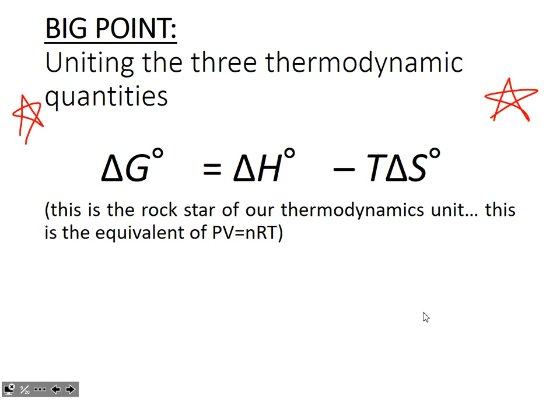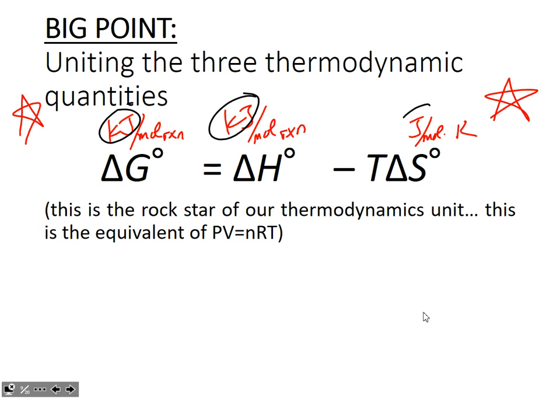Comment though, before we talk about the signs on our three quantities, units on delta G naught, kilojoules per mole reaction. Units on delta H naught, kilojoules per mole reaction. T, I'll come back to in a sec. Units on delta S naught are joules per mole Kelvin. So comment about that right there. We've got kilojoules, and joules. Super common that we typically want to convert our delta S value from joules to kilojoules in order to match it up with delta G and delta H.